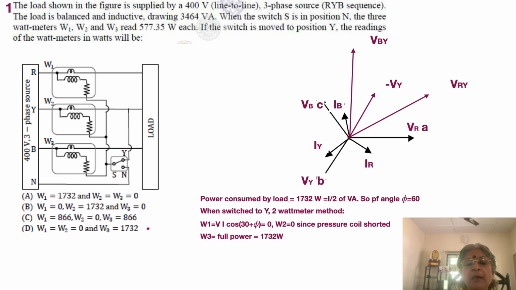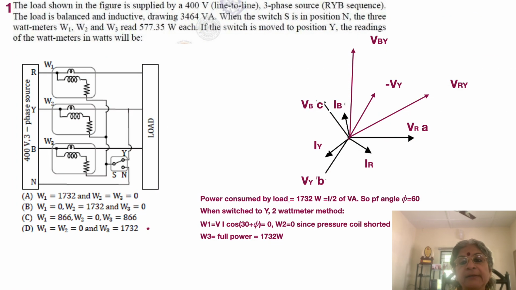Similarly, we need to find out VBY, which means VB minus VY, or VB plus minus VY. So we have again VB minus VY at 90 degrees with respect to the horizontal, of course with 30 degrees between both the phase voltages. The magnitude is going to be 400 volt, which is already given. What about the currents IR, IY and IB? The phase angle is actually with respect to the phase voltage, so we are having IR, IY and IB drawn as shown.